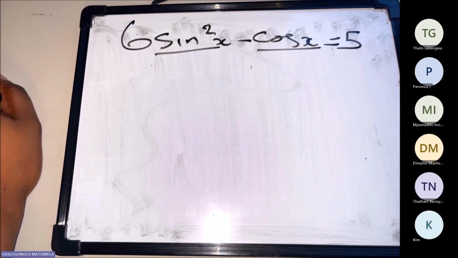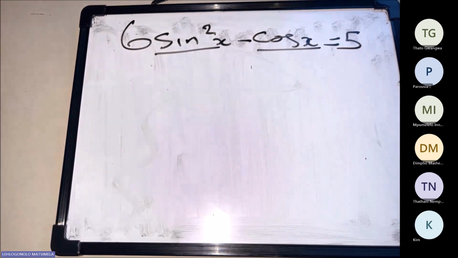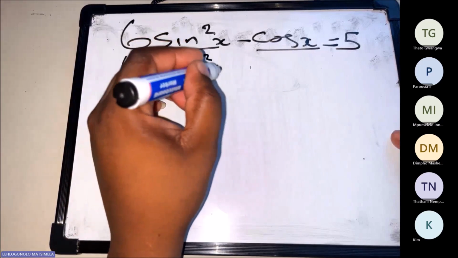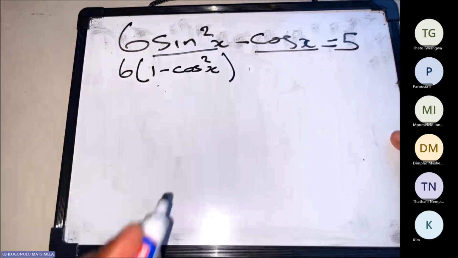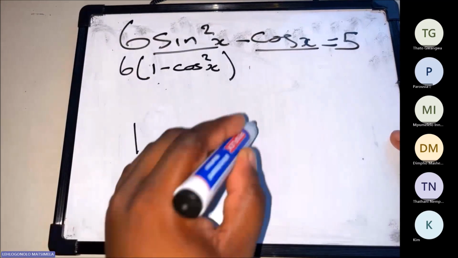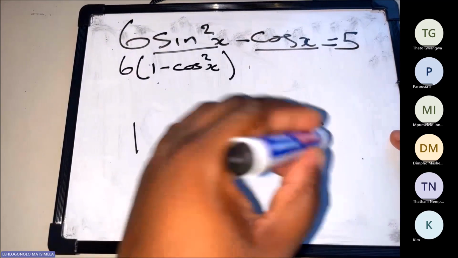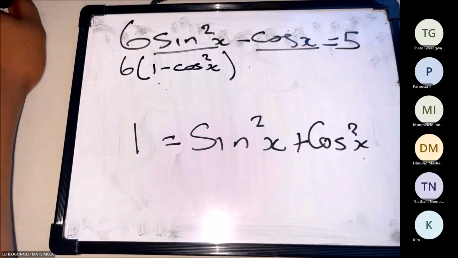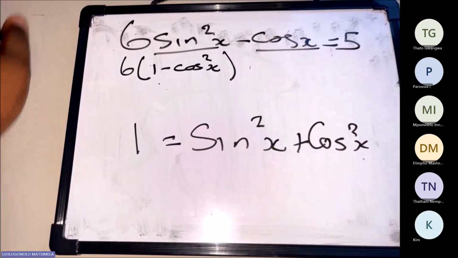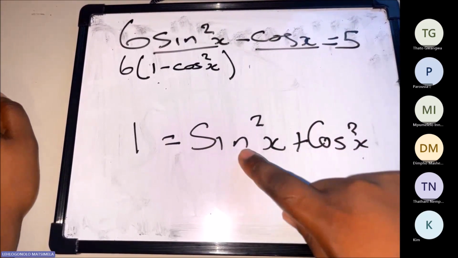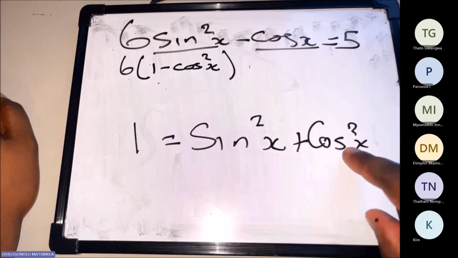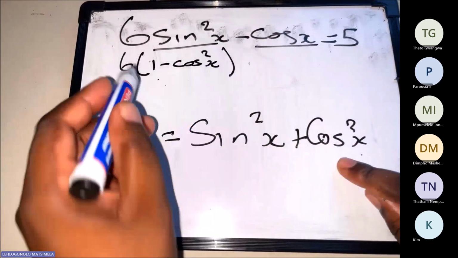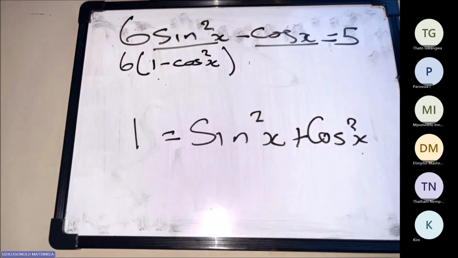Sine to the power of 2 can be changed into cos. How so? We will have 6 into brackets 1 minus cos to the power of 2x. This is the identity of 1. The identity of 1 says that 1 is equal to sine to the power of 2x plus cos to the power of 2x. So if I want sine to the power of 2, I will take cos to the power of 2 to the other side. Then I'll have 1 minus cos. That's what I put here. Just to give you a demonstration of how to do it.